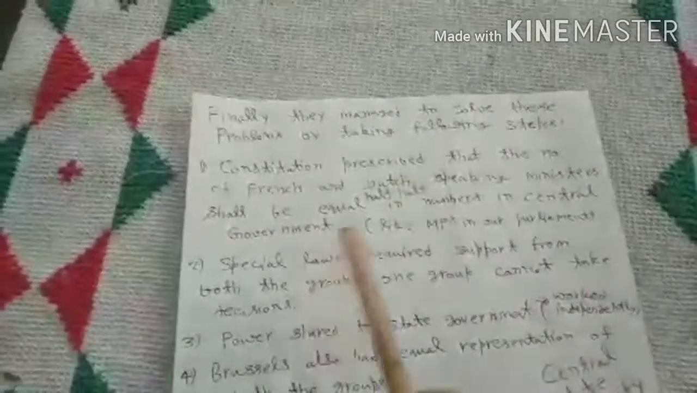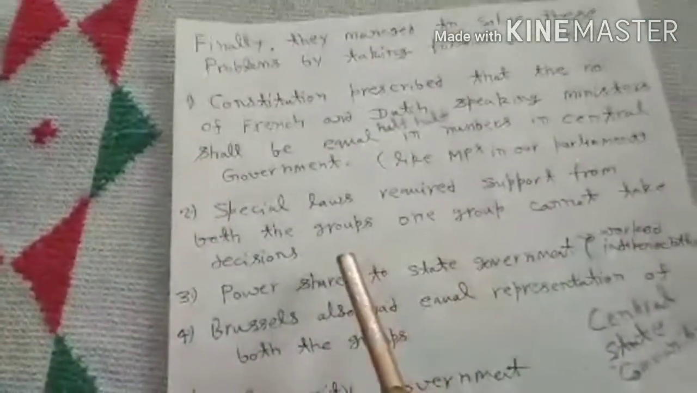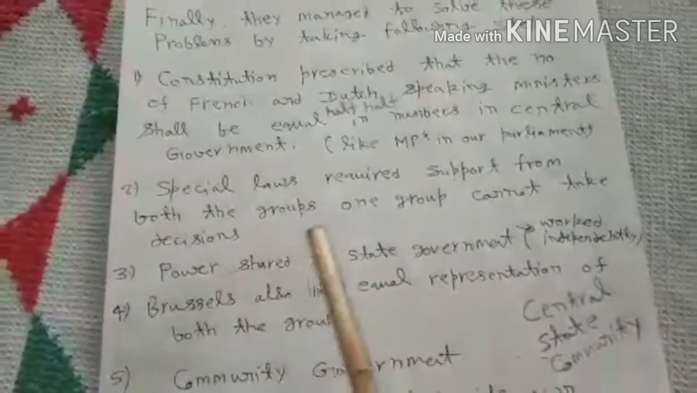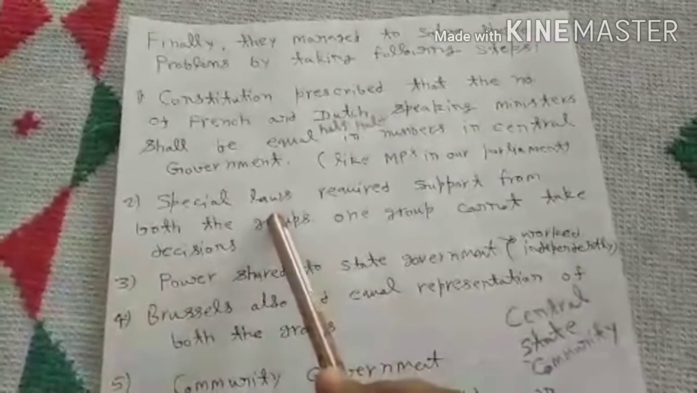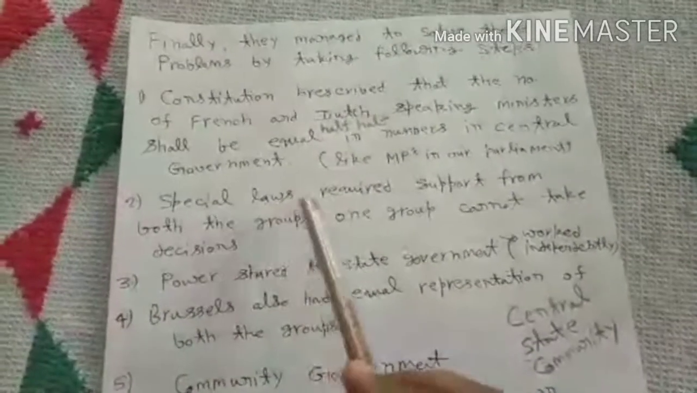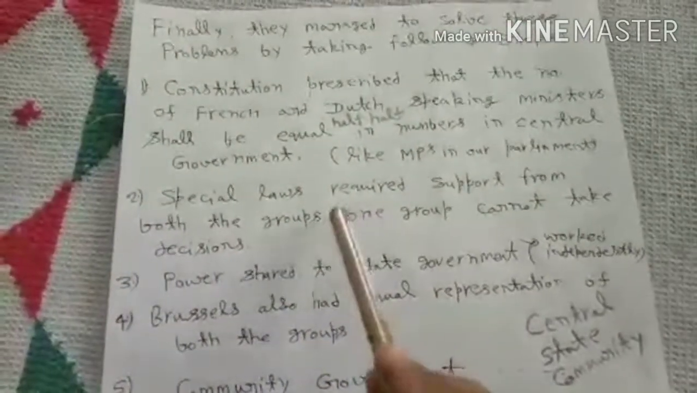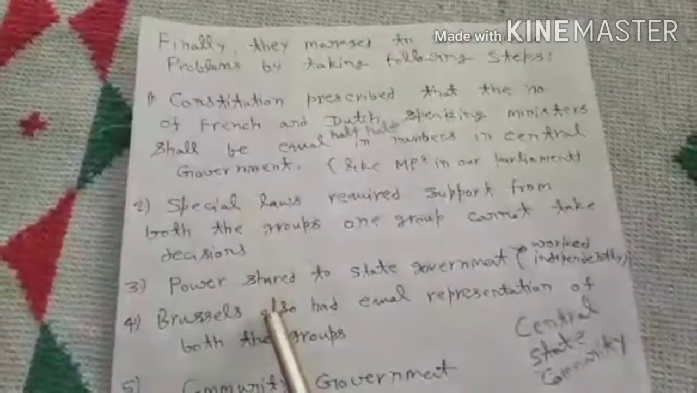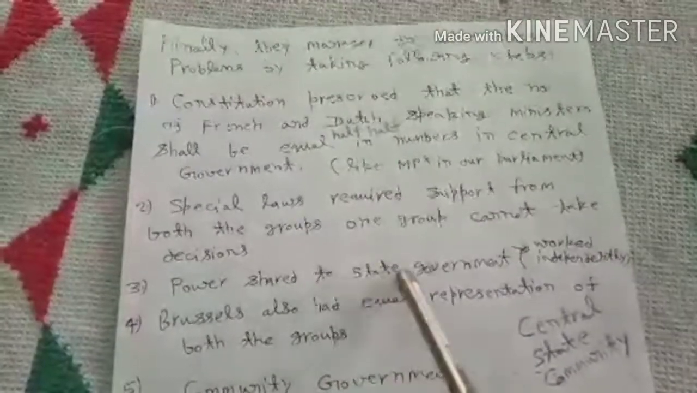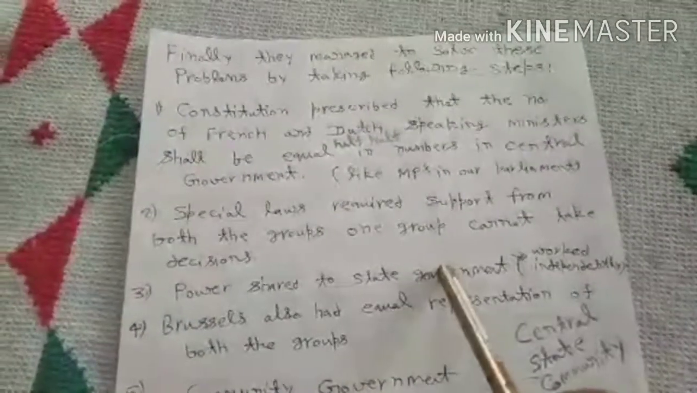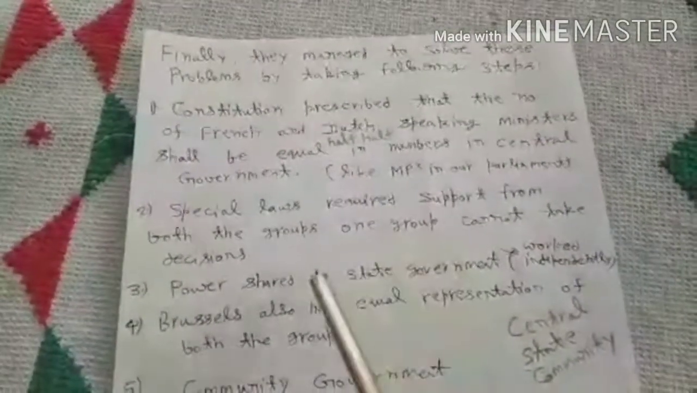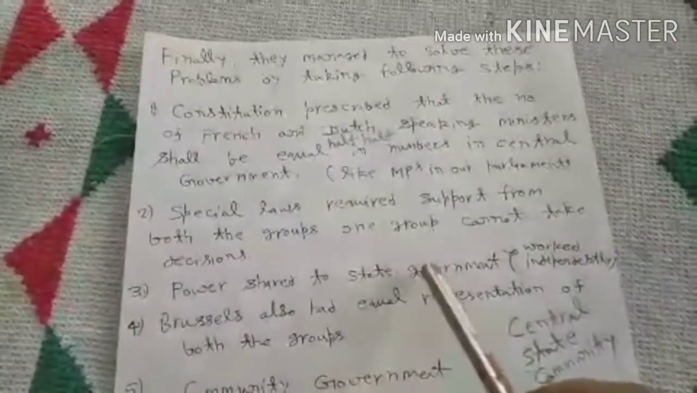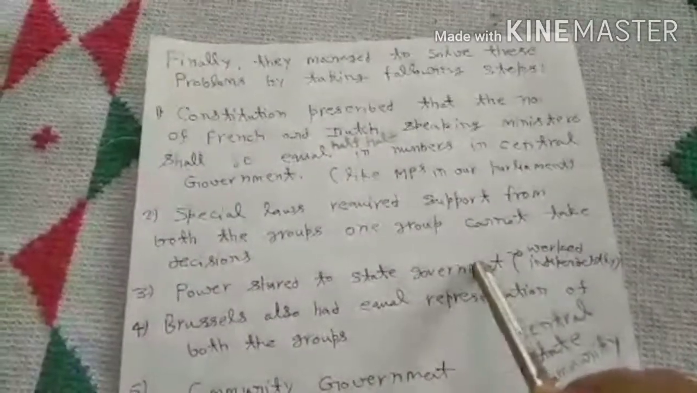Second, they made special laws that require support from both groups. One group cannot take decisions. If they have to pass any law, there should be the consent of both groups, French speaking and Dutch speaking. Third, power is shared with state governments, and state governments work independently. The central government passes some of its power to state governments, which work independently.